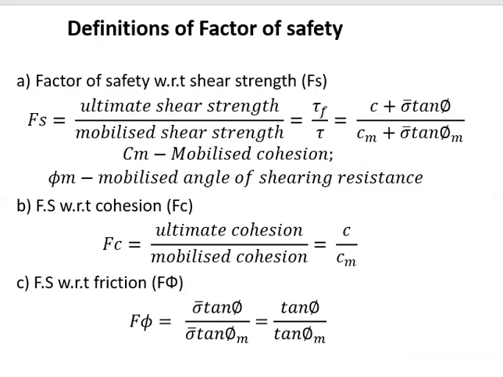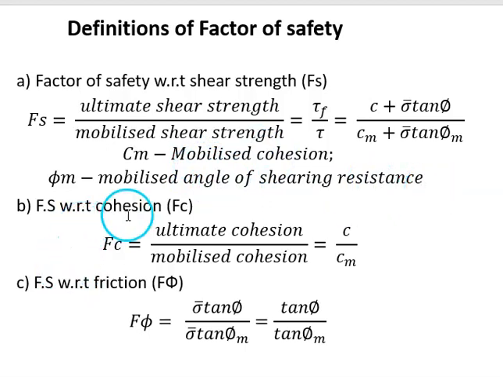Definitions of factor of safety. There are three definitions of factor of safety depending on the type of soil. The first one is factor of safety with respect to shear strength, represented with the symbol F_s, which is equal to ultimate shear strength divided by mobilized shear strength. So this is equal to (c + σ' tan φ) divided by (c_m + σ' tan φ_m). Here c_m and φ_m are called the mobilized cohesion and mobilized angle of shearing resistance respectively.